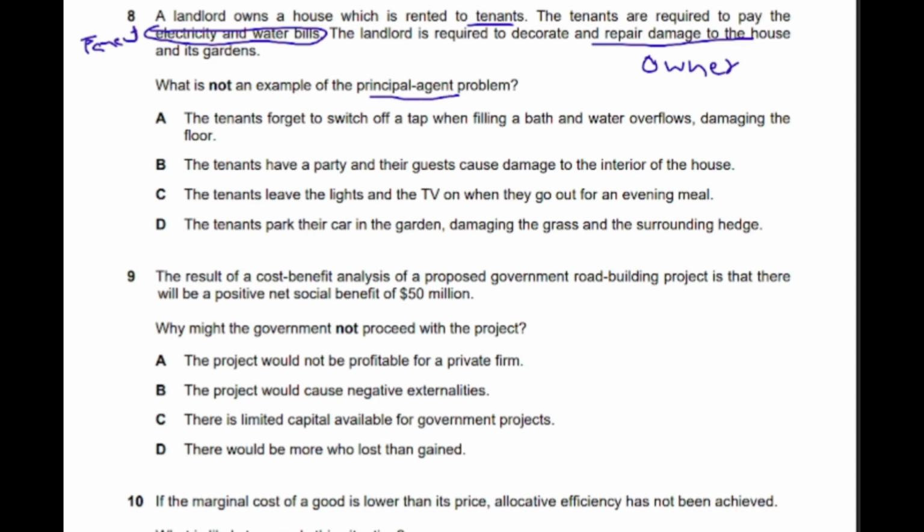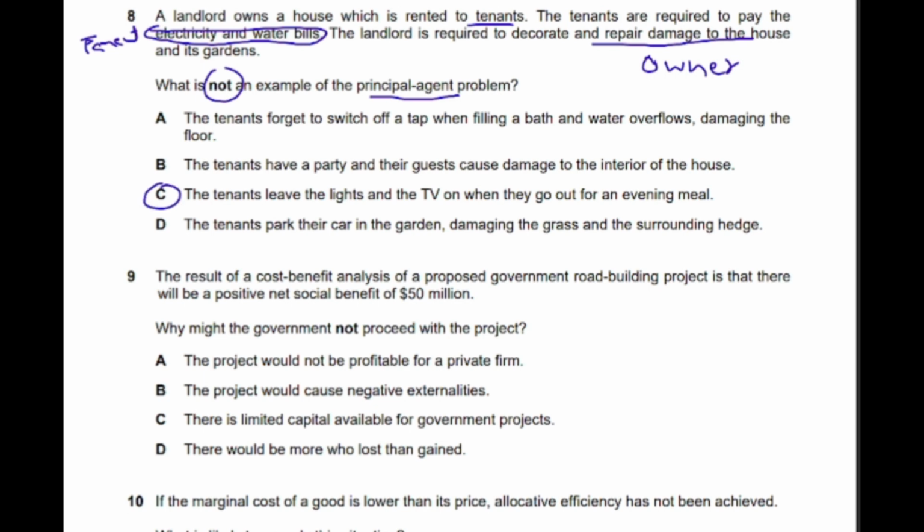So principal agent problem is when there is conflict between two parties like owner and tenant, and here the examiner is asking what will not cause principal agent problem. It means all other options will cause principal agent problem. There is only one option that will not cause conflict between owner and the tenant. So option C is the correct answer.